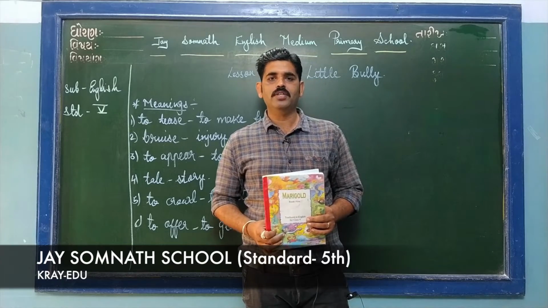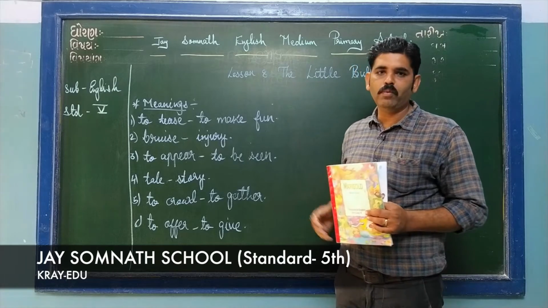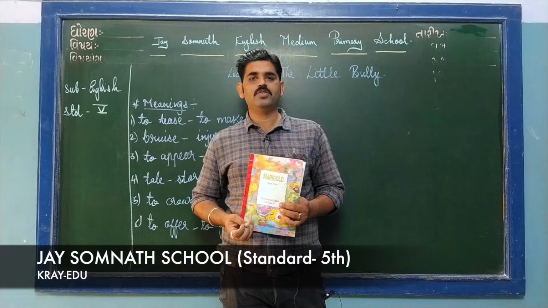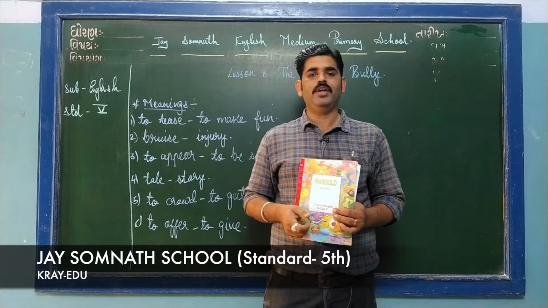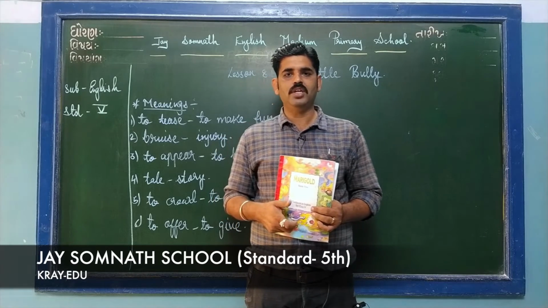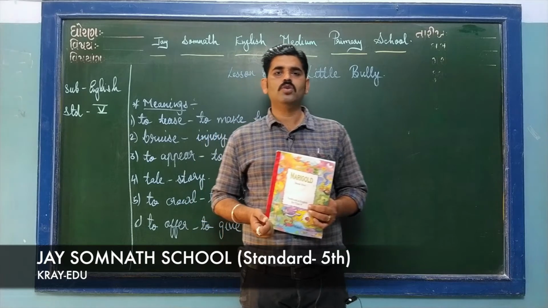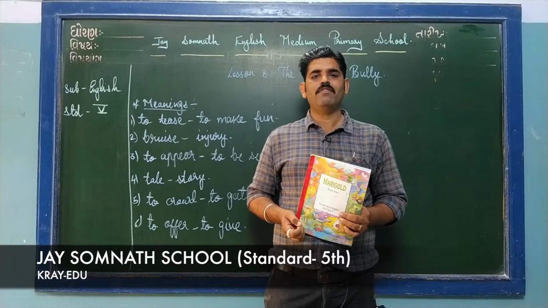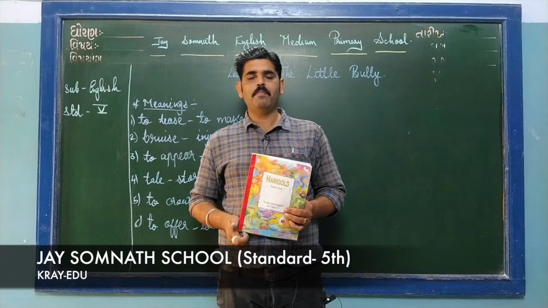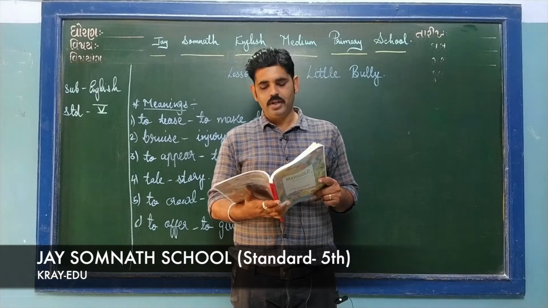Friends, today we are going to learn standard 5th English, lesson number 8, The Little Bully. Students, in the classroom there are different students with different qualities. Some children like to play a prank or tease other children. In this lesson, it is a story about Hari, a small boy who has a habit of teasing and pinching each and every child. What happened to him, we are going to learn in this lesson. So let's start chapter 8, The Little Bully.